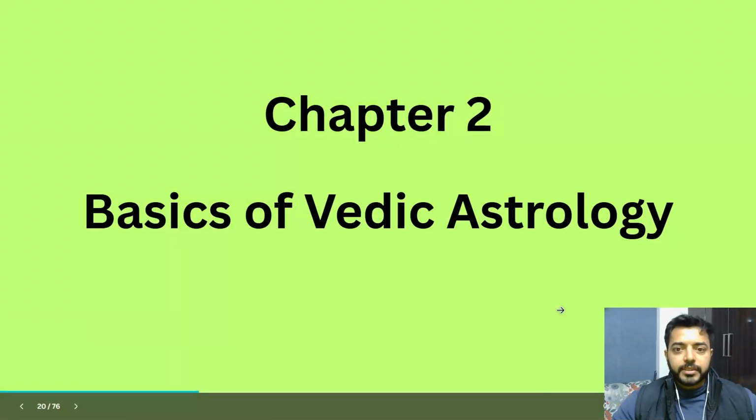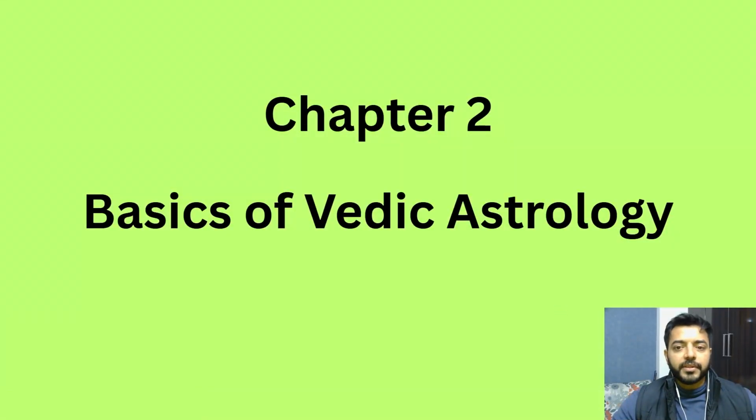Hello friends, this is the second chapter of the Simplest Vedic Astrology course, and the name of this chapter is The Basics of Vedic Astrology. And in this chapter, we will be learning some really basic things in really simple ways. One of the first things that we will try and understand is what a chart looks like.